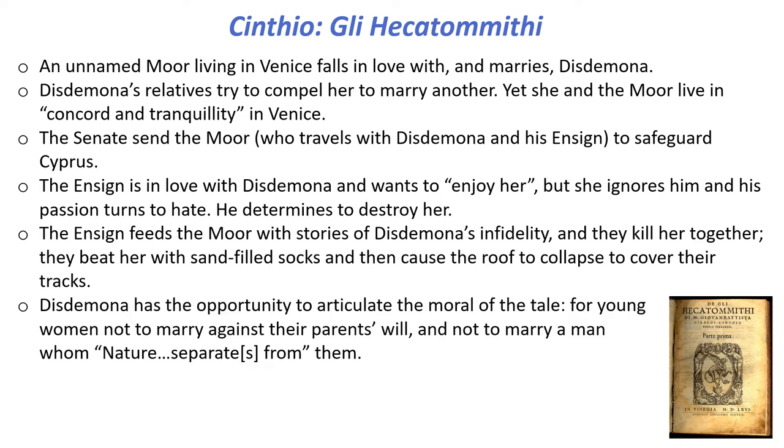Desdemona has the opportunity to articulate the moral of the tale. So she says that young women should not marry against their parents' will and not marry a man whom nature separates from them. The implication being that people should adhere to the social, racial and ethnic boundaries that were set in society at that time. Whereas Shakespeare obviously questions those boundaries and highlights the racism that's inherent in that ideology.